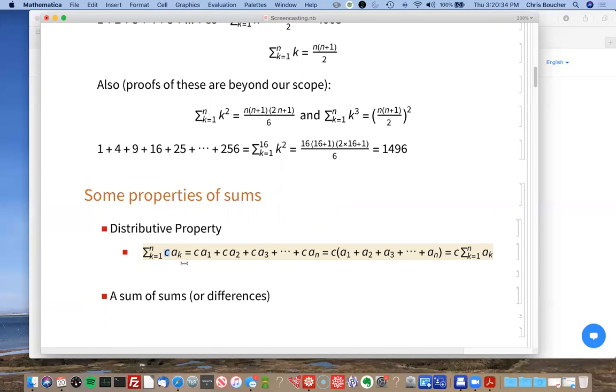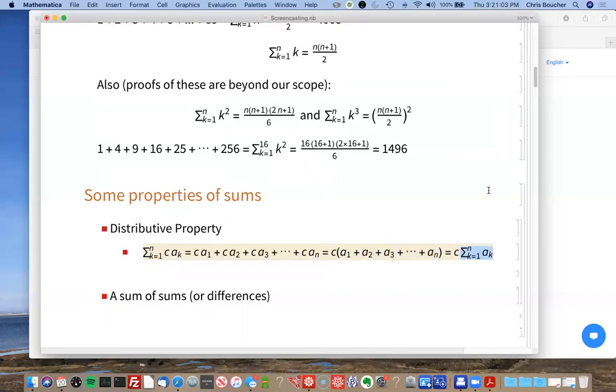Well, if I expand this sum, here's the k equals 1 term, c times a sub 1. And here's the k equals 2 term, c times a sub 2, and so forth, right? I get this big sum if I unpack. And the distributive property says you can factor out the constant. You've done this plenty of times when doing algebra. And so if I factor out the constant, it looks like this. And then if I take this sum and repack it in summation notation, it looks like this.